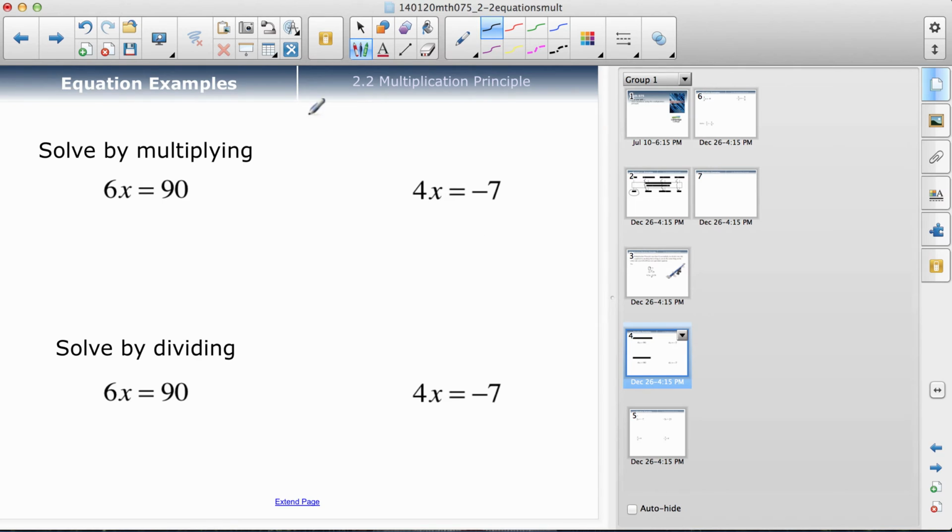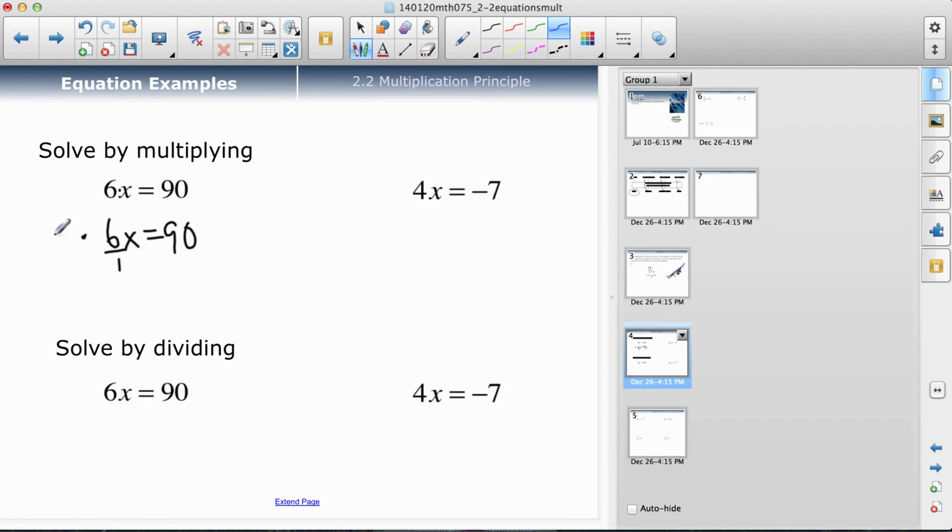Let's try some. Here I've got a question that says 6 times something is equal to 90, and I want to know what that something is. I could just start guessing, maybe it's 12 or 14 or 16. But if I see that this is 6 times x is equal to 90, I could use this multiplication principle to get rid of that. Now you might wonder, why would you multiply to get rid of the 6? Well, you can multiply by the reciprocal of this, and that'll get rid of it.